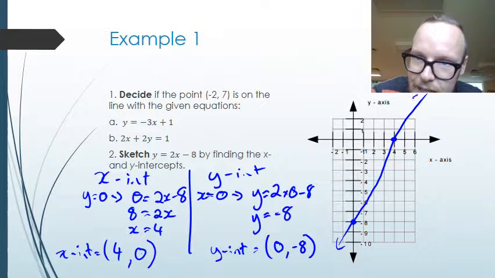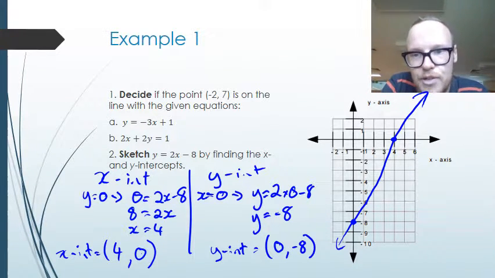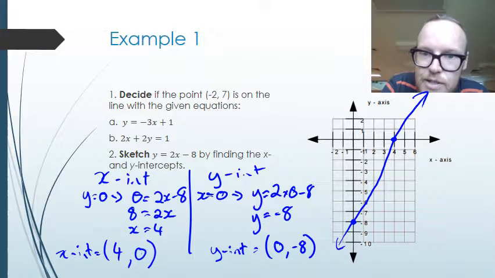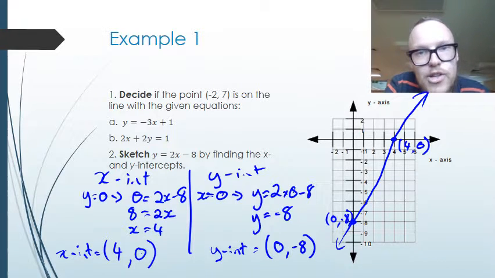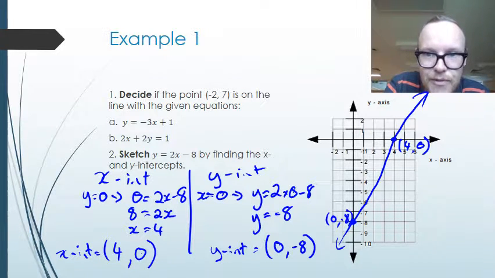We put arrows on the ends of our graph to show that it continues in both directions. We're not being asked to label the x and y intercepts, but you can do that. We can do that by just putting down here (0, -8), and up here (4, 0). And we should also write the equation of the graph on the graph next to the line to make sure that we've labelled it correctly. y equals 2x minus 8.